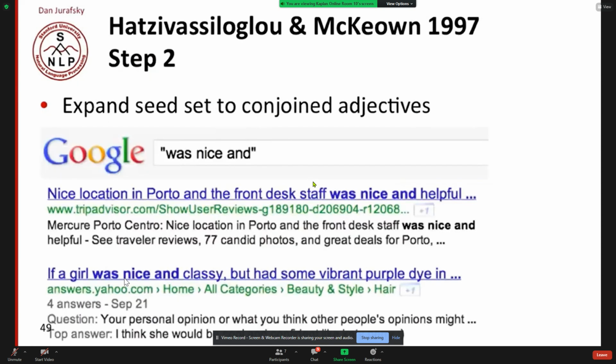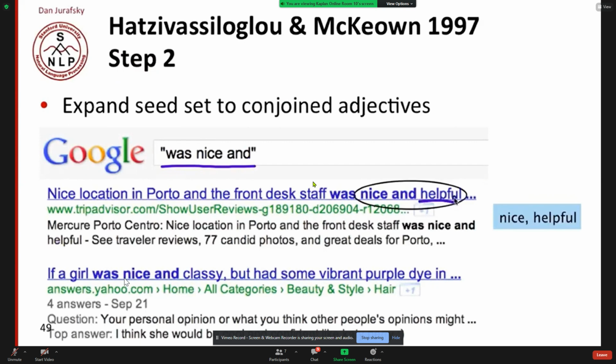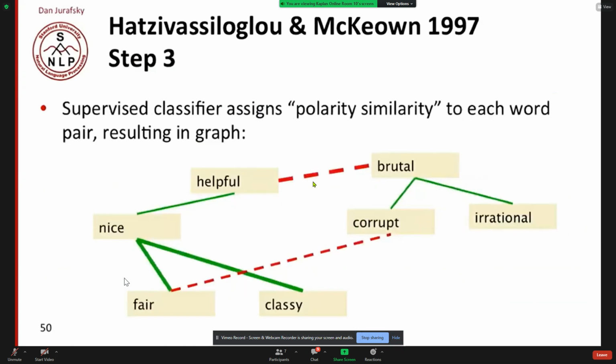And now from the seed set, they expand that to any adjective that's conjoined with a word in their seed set. So for example, we can go to Google and type in "was nice and" and look at what words occur next. And what do we see after "was nice and"? Well, we see "was nice and helpful." So that tells us that nice and helpful are likely to have the same sentiment. And here we see "nice and classy." So that tells us that nice and classy might have the same sentiment. And we can do that for all sorts of words that occur conjoined with our seed set, and we take any word that occurs frequently enough in the right conjunction with our seed set words.